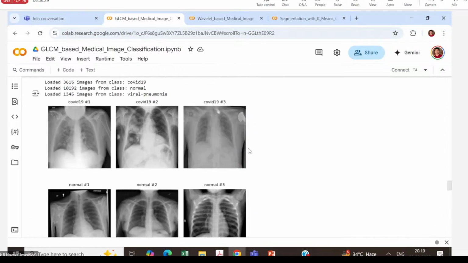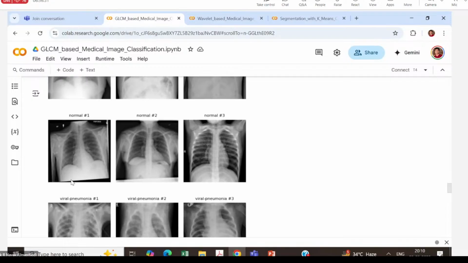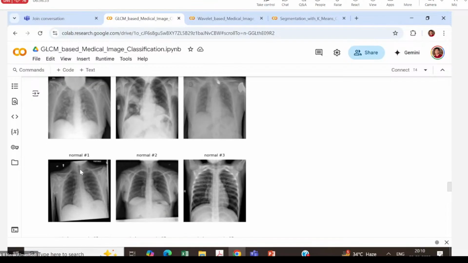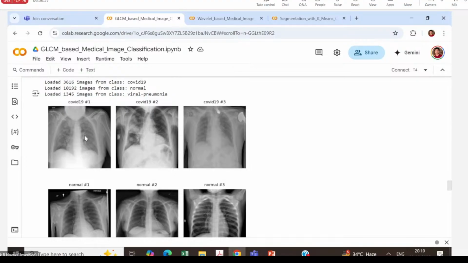You can see the chest X-ray images from 3 different categories. You can easily identify the difference between these two images, it is pretty clear. You will find white shadow or patchy things over the lungs, which are black in nature over here. You can see the lungs are clearly visible in this case, where the patient is not affected by any infection like COVID-19 or pneumonia.